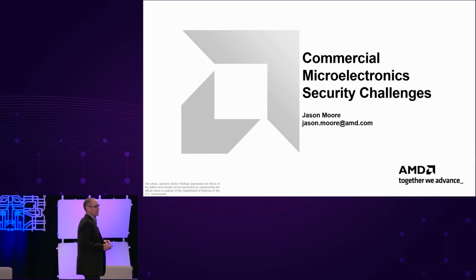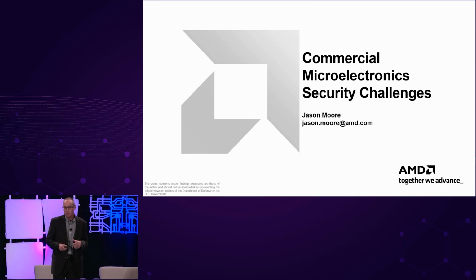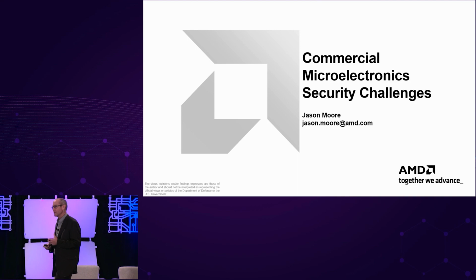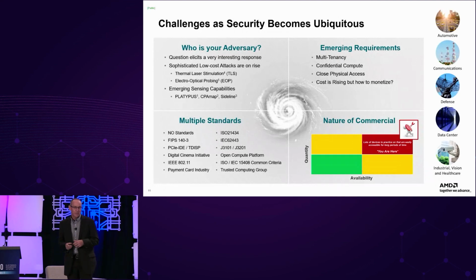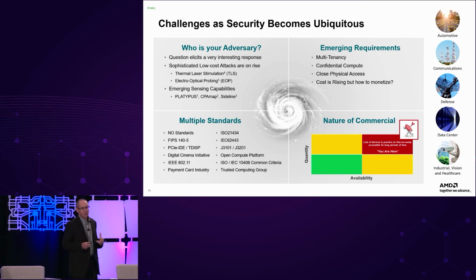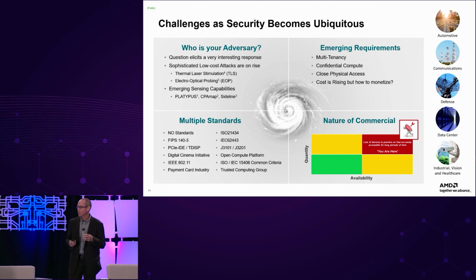Good morning. Appreciate the opportunity to be here today to talk to you about some of the challenges that we face as we design security into commercial microelectronics. The picture that I'd like to paint for you today is this kind of perfect storm that we face as security becomes ubiquitous. And I'd like to do that by trying to quantify 4 distinct areas.